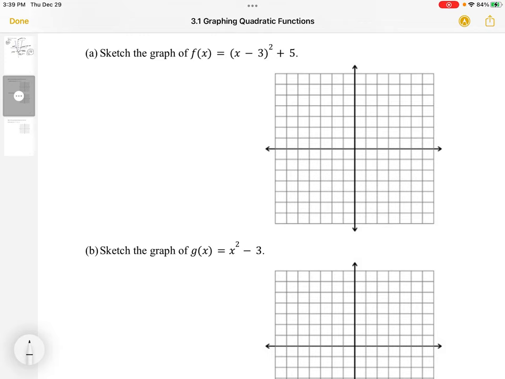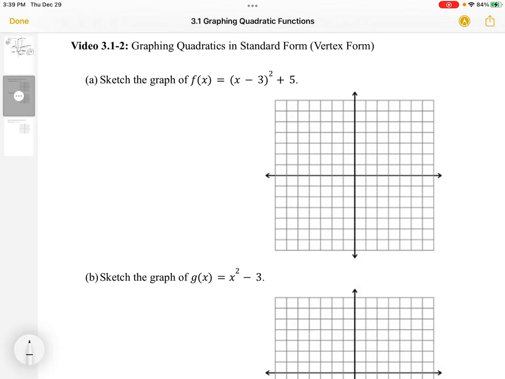In this video, we're going to be looking at graphing quadratics in standard form, or what I often call vertex form. In the first example, sketch the graph of f of x is equal to (x minus 3) squared plus 5. Now, before I graph that parabola, what I'm going to do is graph the parent function y equals x squared.